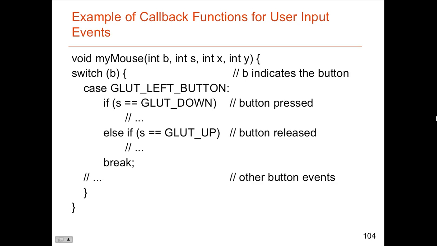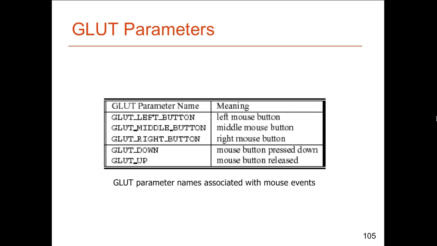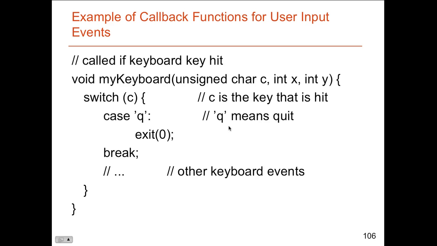Here's some example of the mouse. A little mouse activity. Here's the left mouse, the middle, the right. These are some GLUT parameters. Obviously, I can't give you all of them. This is just a sample of the most popular used ones. Keyboard input. This is what you're going to need to do for the keyboard input of the first assignment, actually.